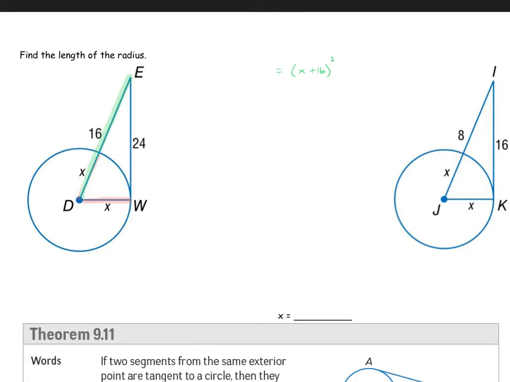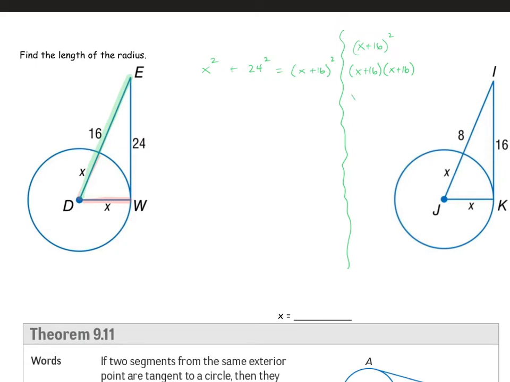So that is equal to leg squared, which we know is x squared, and 24 squared is the other leg. For those of you who need a refresher, I'm going to tell you that when I take x plus 16 and square it, that becomes x plus 16 times x plus 16. And now we're going to use the FOIL or the distributive property. I don't care which one you use. I'm going to talk about the distributive property.